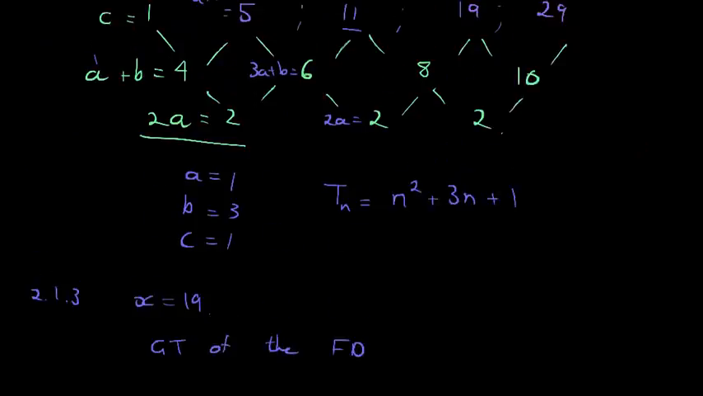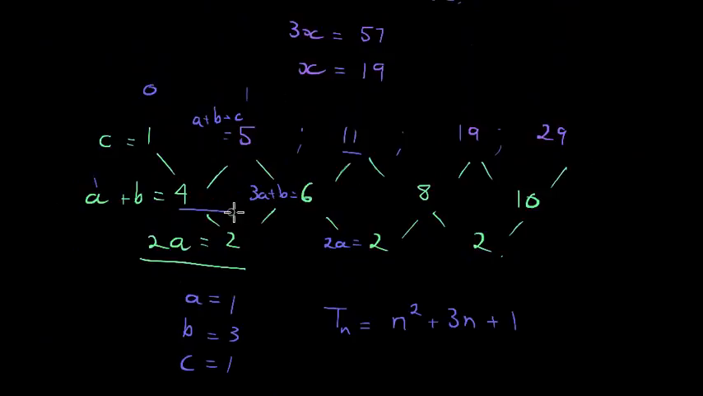Okay, question 2.1.3. They actually now give you x's answer. They say, okay, x is 19. Determine an expression for the general term. So they want the general term of the first difference. So you'll notice here, if we go back, here's the first difference.